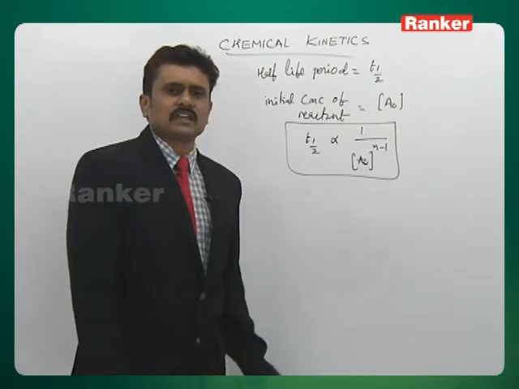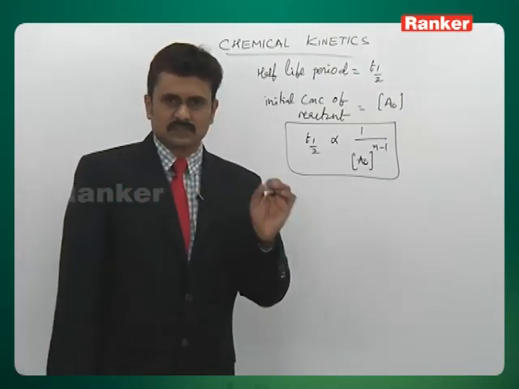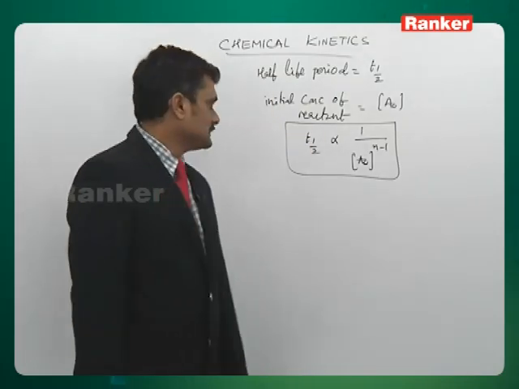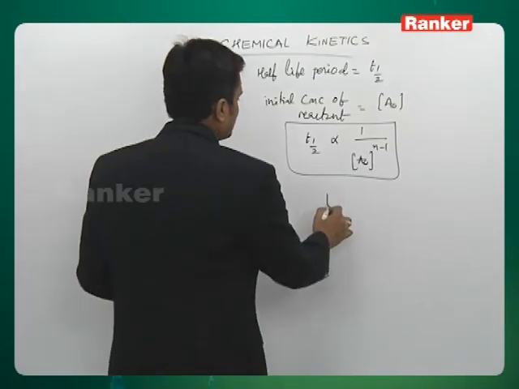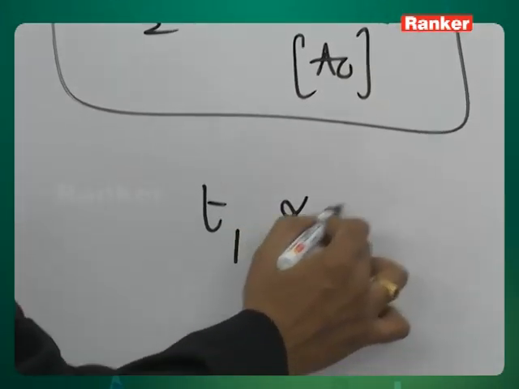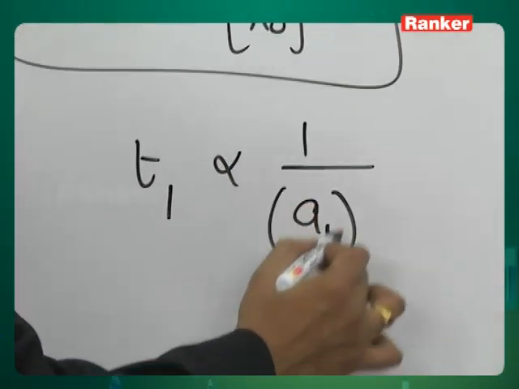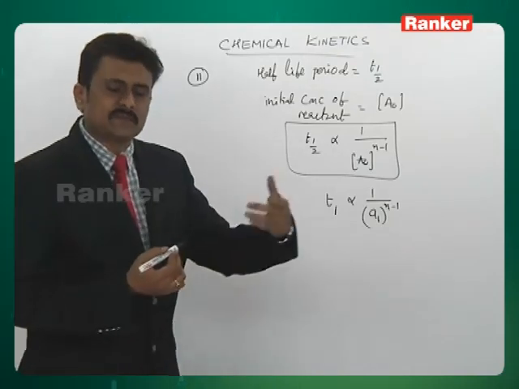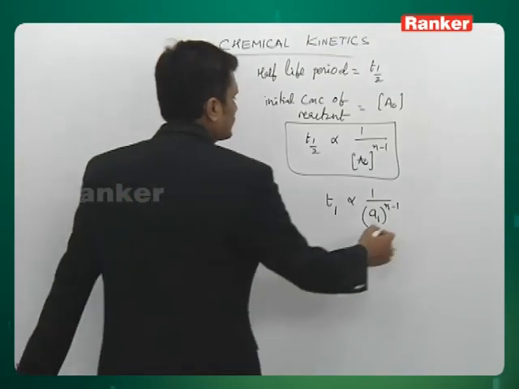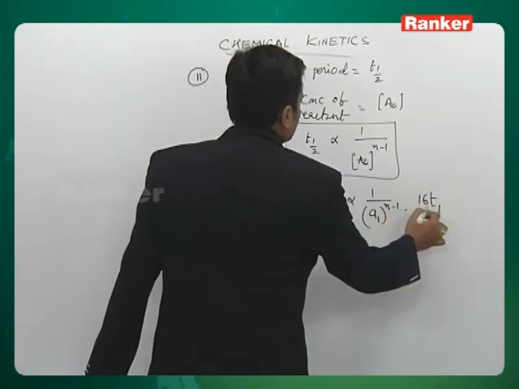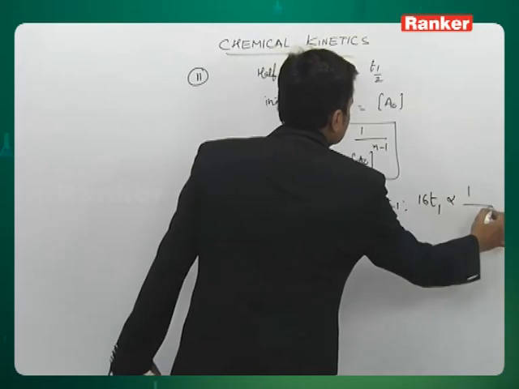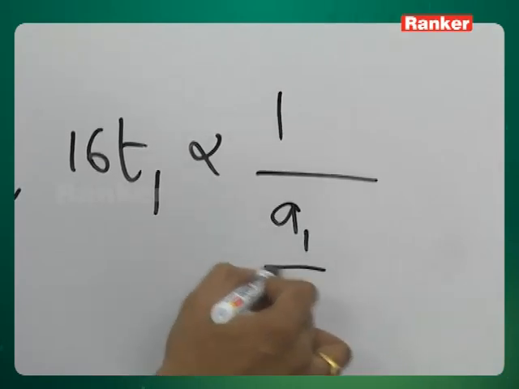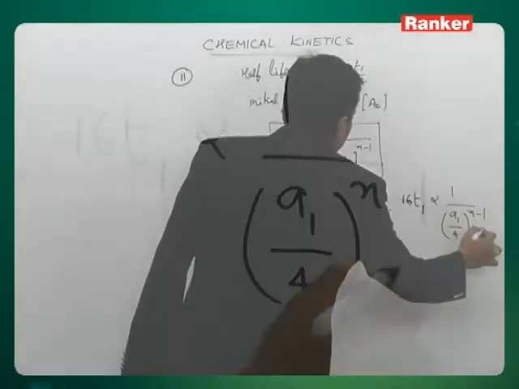Now, it is given in this question that the time required for the completion of half of the reaction, that is nothing but the half-life period, is increased by 16 times when the initial concentration was reduced to 1/4. Now, when I assume that the initial half-life period is T1 and initial concentration of the reactant is A1, it said that the half-life period is increased 16 times. I mean to say it has become 16 times of T1 when the initial concentration of the reactant is reduced to 1/4. What I mean to say is that A1 has become A1 by 4.